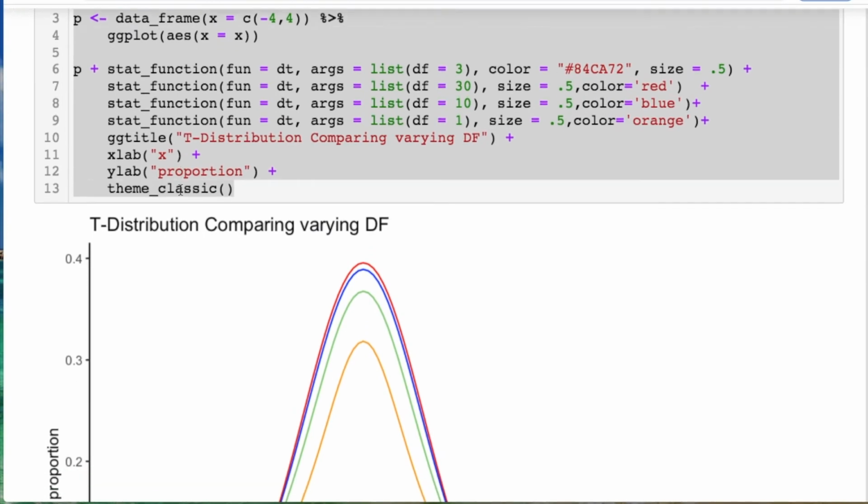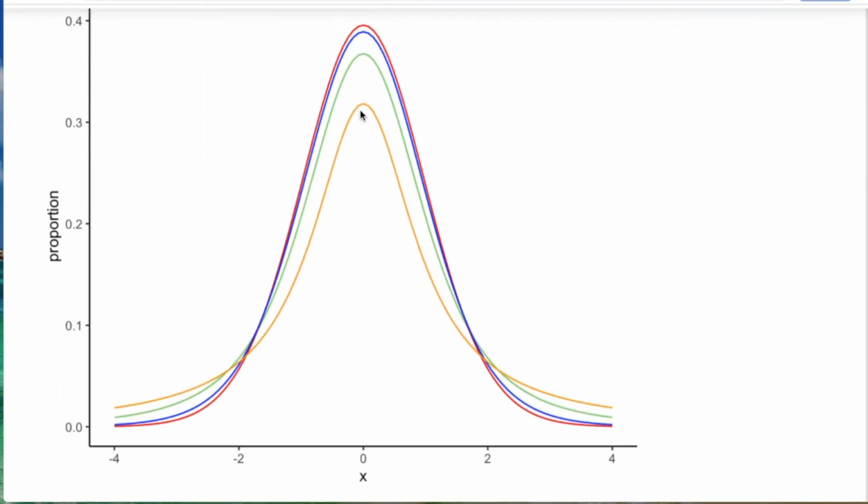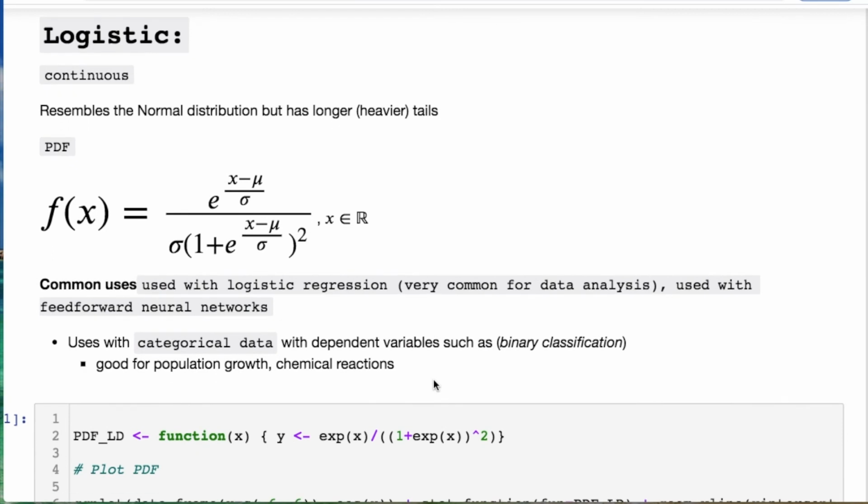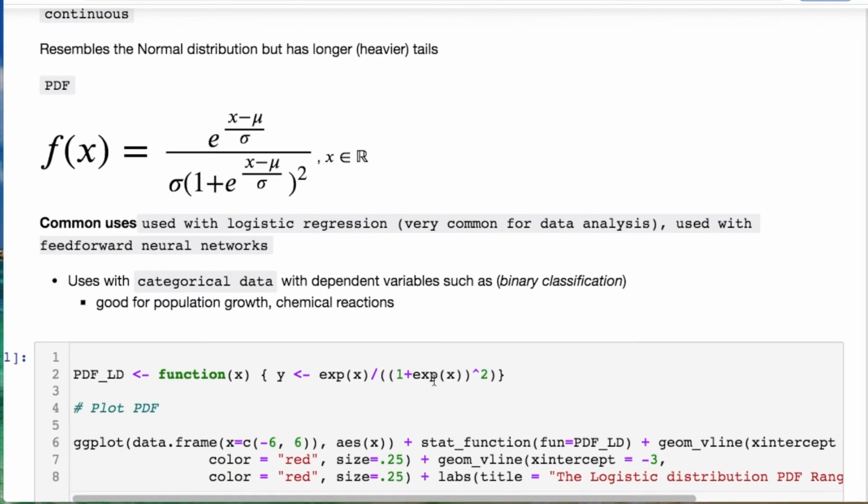So to scroll down and visually depict what's going on. As we increase the degrees of freedom, we get to this red one right here. It looks more normal. As always, pay attention to your confidence intervals, how those change, the standard deviation, and how your mean changes. Logistic regression, we're dealing with something that's continuous, great for categorical data, good for looking at binary classification, for instance. Let's see what's going on.